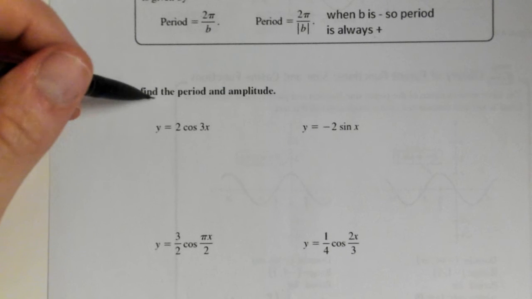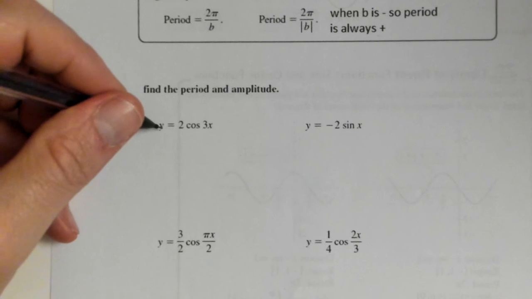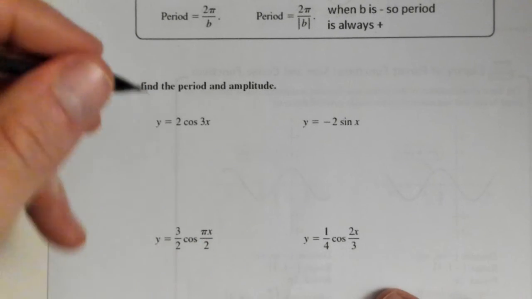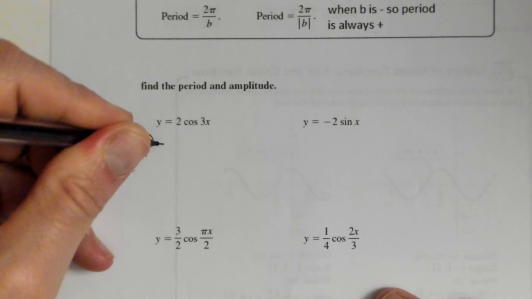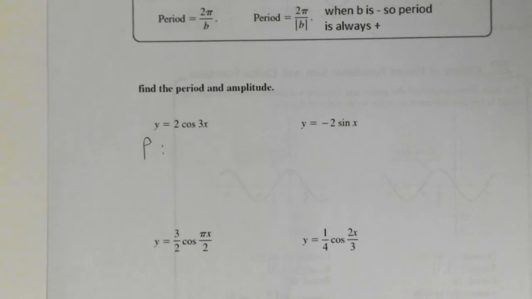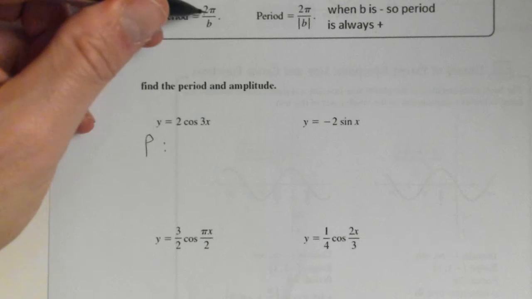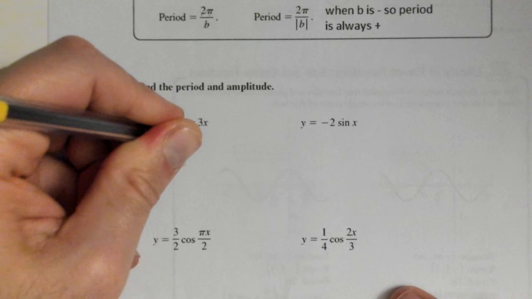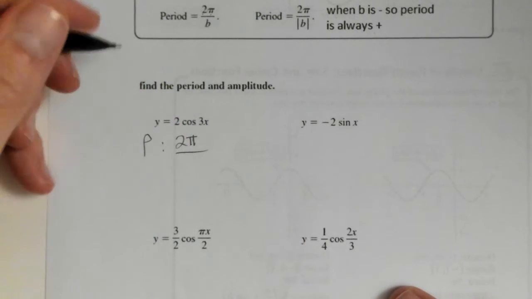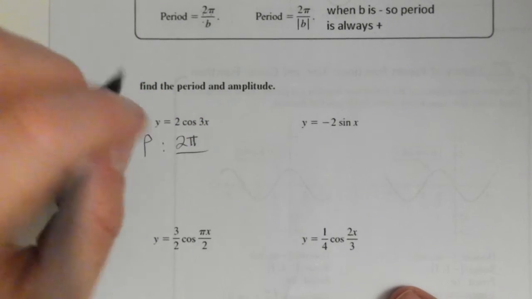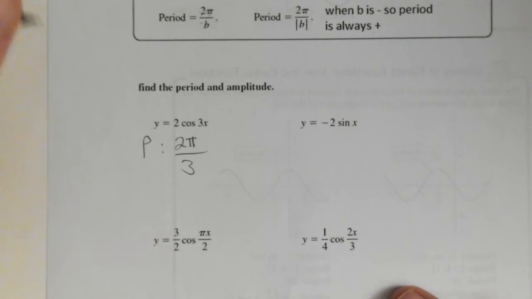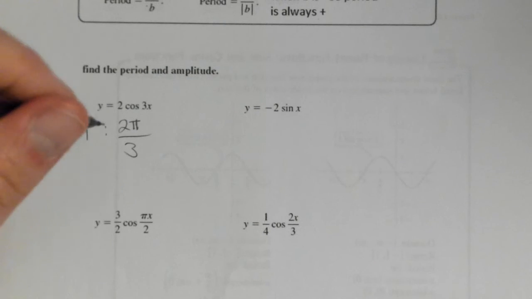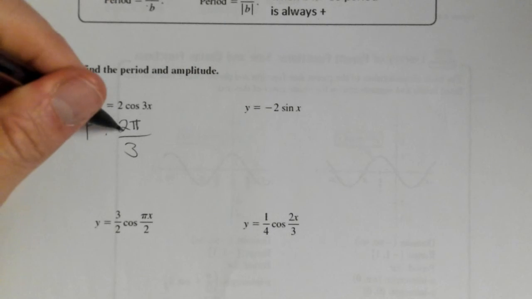So with this one, we're asked to find the period and the amplitude here. So here's my equation, y equals 2 cosine 3x. And so if I want to find the period, let's start with that. Remember, period is 2 pi over b. So that would end up being 2 pi over, well, the value of b in this case is 3, so I'm going to make that a 3. And there's nothing else to solve. That fraction doesn't reduce, and so that's your answer.